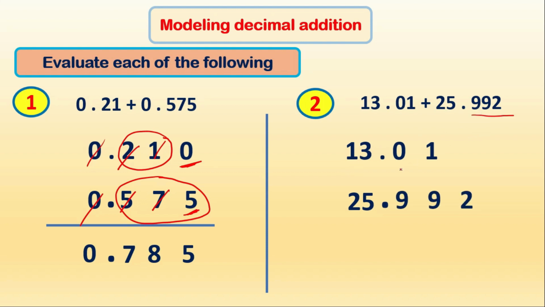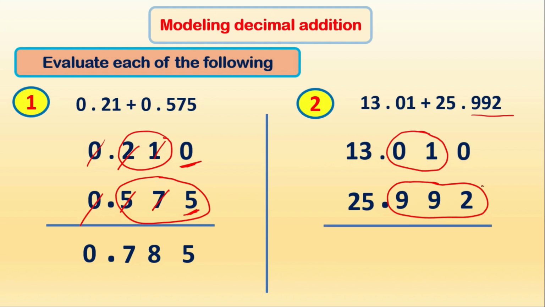Okay, 992. The first number has two digits in the decimal part. The second number has 3 digits in the decimal part. Now we have to put 0 to the right of the last decimal digit and then add the two numbers starting from right to left. 0 plus 2 equals 2, and 1 plus 9 equals 10. Drop 0 and carry 1.